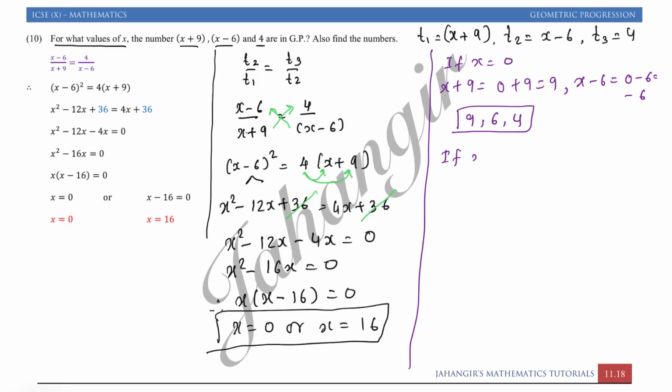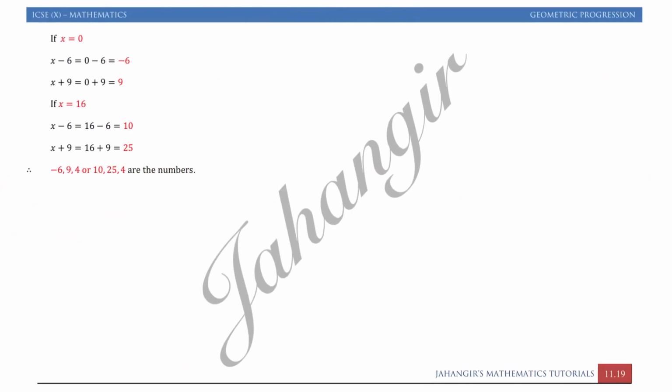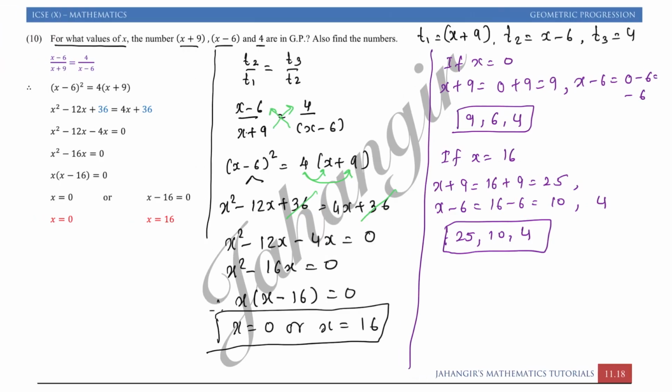Now the second case, if x equal to 16, so x plus 9, that is 16 plus 9, which is 25, and x minus 6 is 16 minus 6, which is 10, and the third number is obviously 4, so 25, 10, 4 are the numbers in the second case. Sorry, here it's minus.